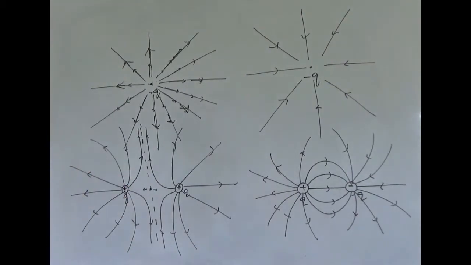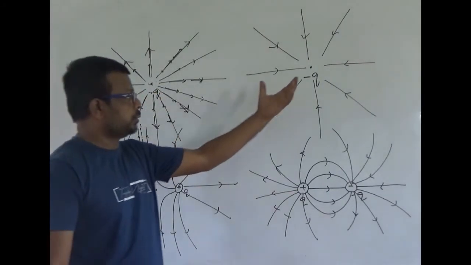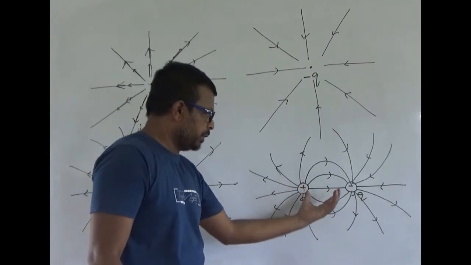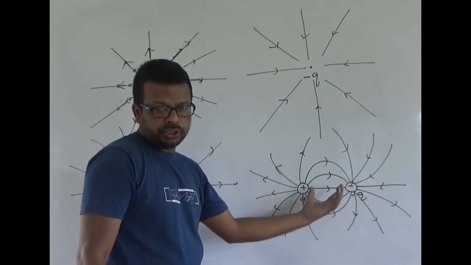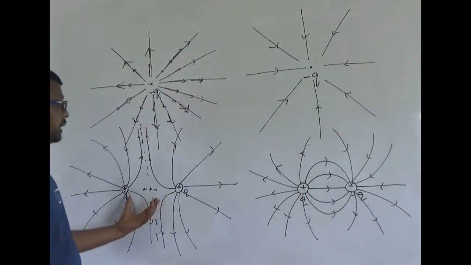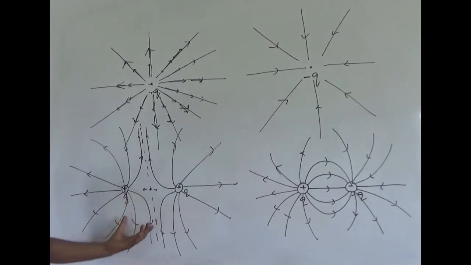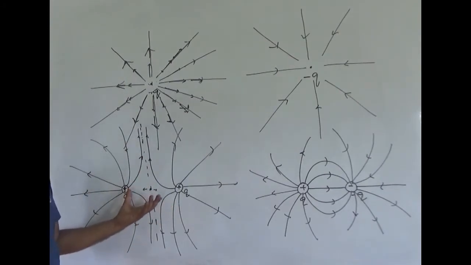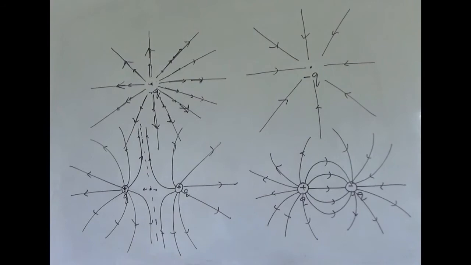These are the field lines due to different charges: the pattern of the field lines due to a plus charge, due to a minus charge, due to equal and opposite charges, due to equal positive charges. If the charges are equal and negative, then the arrows will be in the opposite direction.